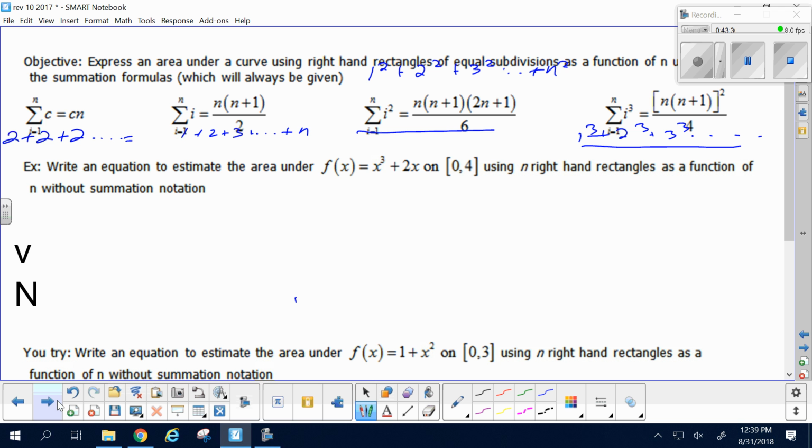So check this out. Say I wanted the perfect area estimate there. Let's start by writing this in summation notation. What's the delta x, please?